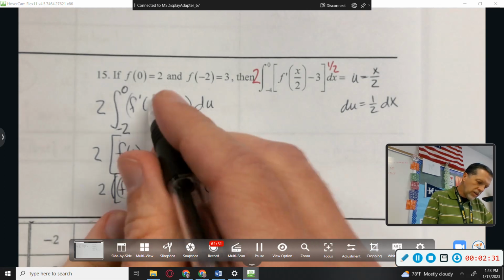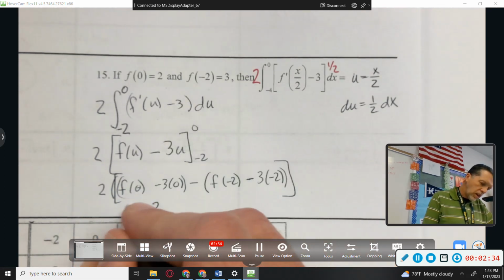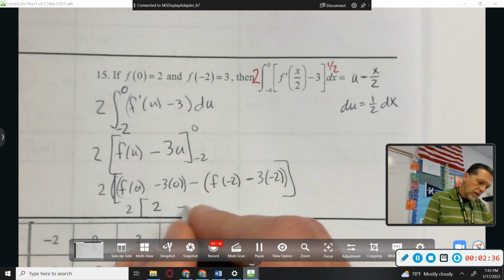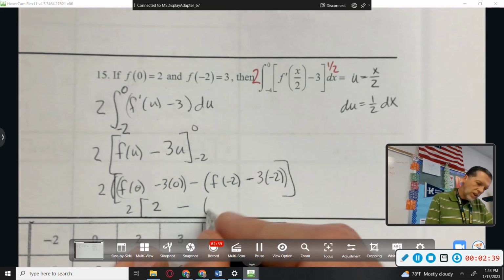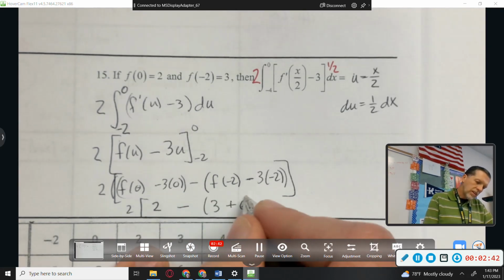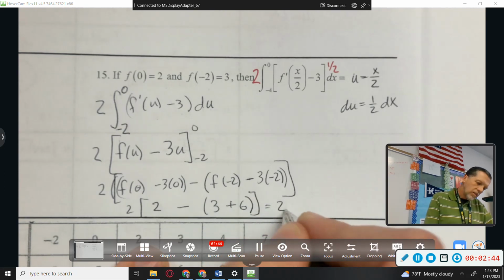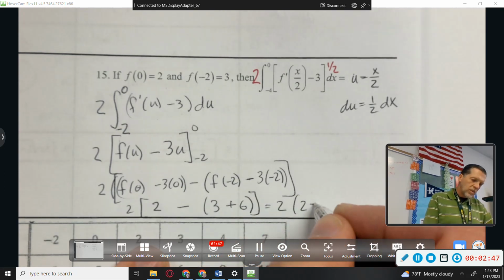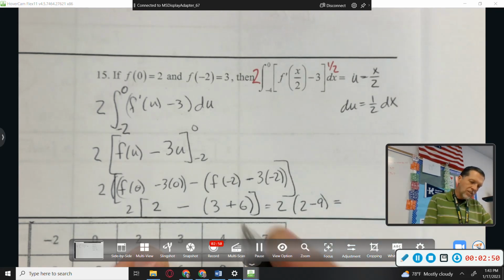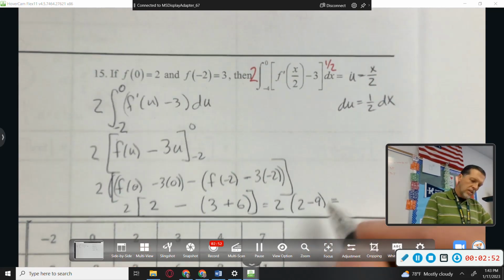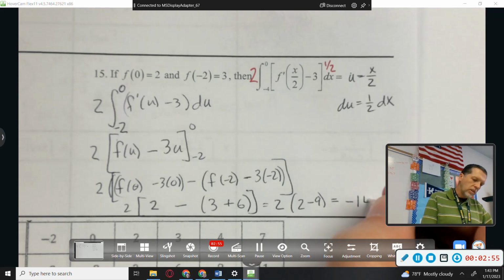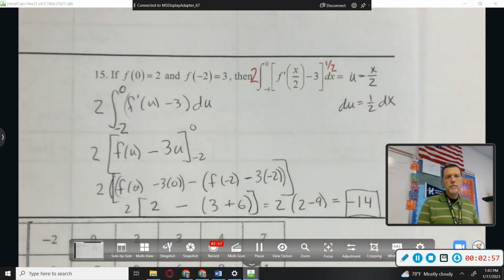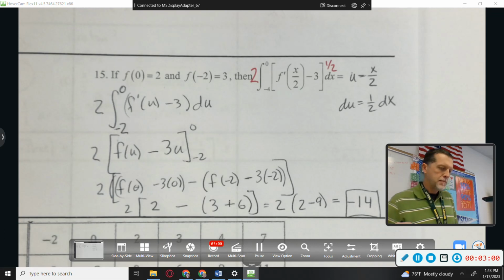f of 0 is 2. 3 times 0 is 0. f of negative 2 is 3, plus 6. So 2 times 2 minus 9. By the way, I could stop somewhere in here. 2 times negative 7 is negative 14. Yay. So that one was mostly about u substitution.